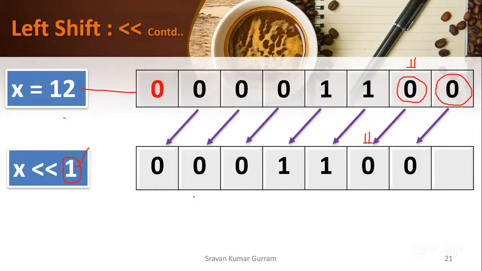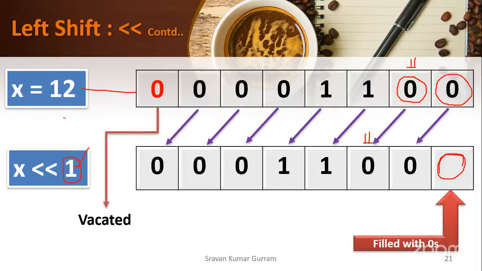And here you may get the doubt. Here we have the empty place now, no value here. That vacated place is filled with 0. See here, this vacated place is filled with zeros. Now this value is converted into the decimal value, and that value will be displayed as an output. This is about the left shift operator.